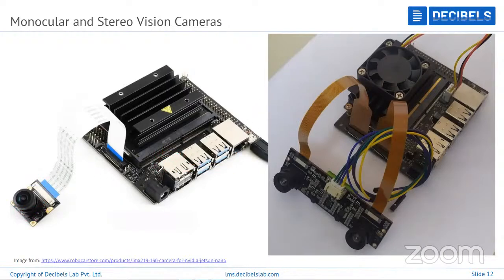Then coming to the interface, you can see here there's a ribbon cable. By using this ribbon cable, we'll be able to connect to a CSI port with a single monocular camera. In the same way, with a stereo camera, you can see these two ports, where we have two individual ribbons connected to the Jetson board. So this is how we interface it, and then we get our image. We'll be able to collect our images and so on.